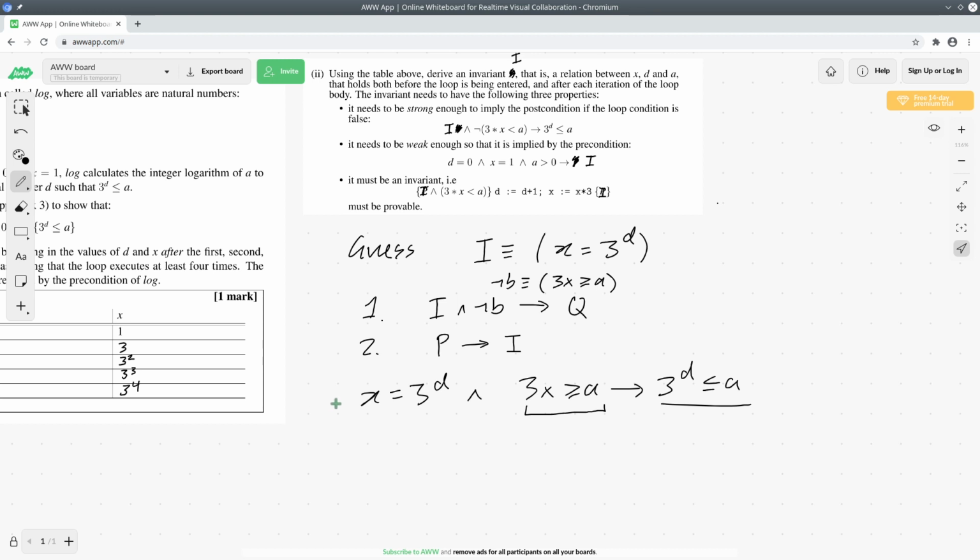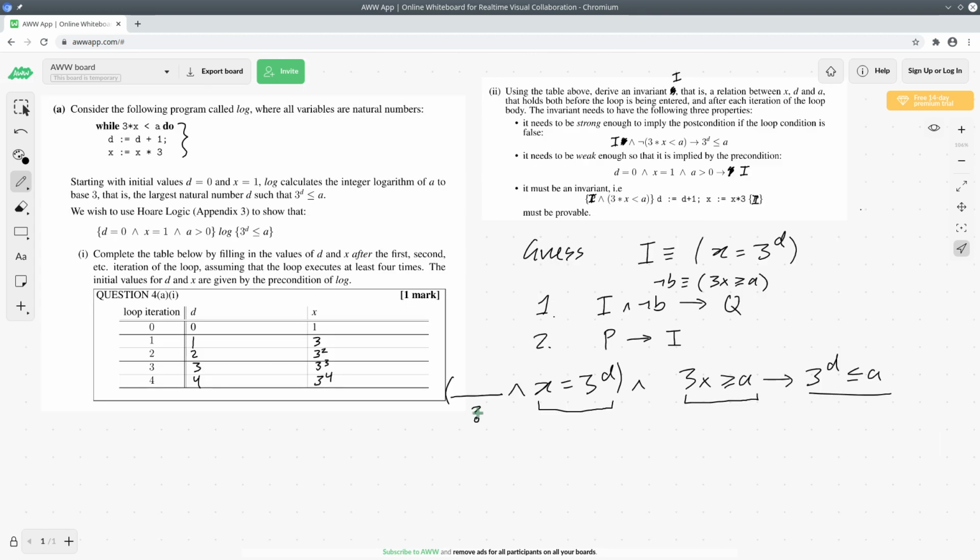So what can I do? I need to strengthen my invariant. I need to think, what's the weakest, most minimal thing I can add here to my invariant, such that together I have sufficient information to imply the post condition. So one potential guess could be x being less than or equal to a. Because if we had that property, then I know that 3 to the d would be less than or equal to a, and then I would get what I want.